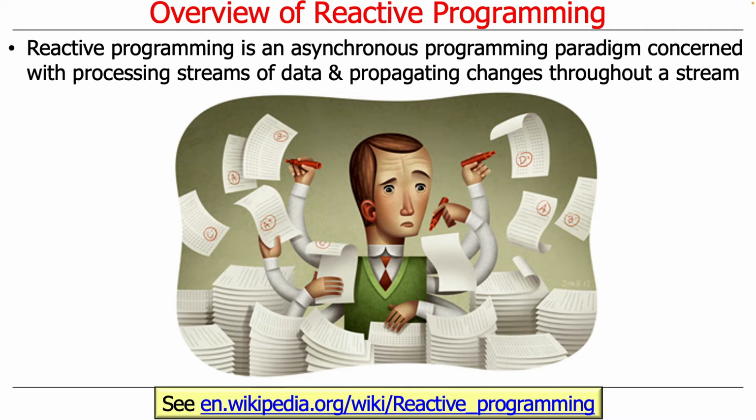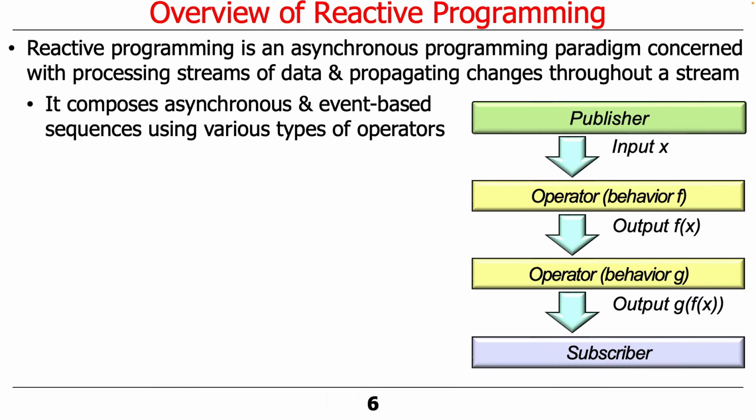Reactive programming is an asynchronous programming paradigm. We'll talk more about what that means in a second, which involves processing streams of data, which should actually be familiar to you because we've talked a lot about Java streams, and propagating changes throughout a stream. And that's a little bit different from the way that Java streams works. And we'll talk more about that as we get into the nitty-gritty details of all this.